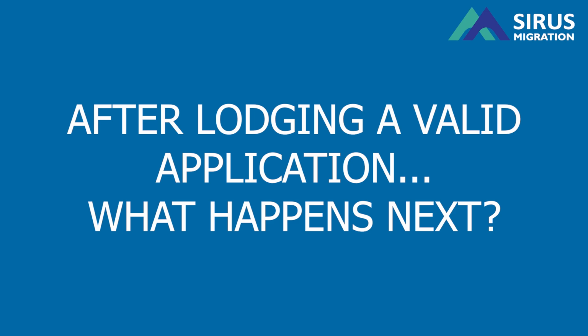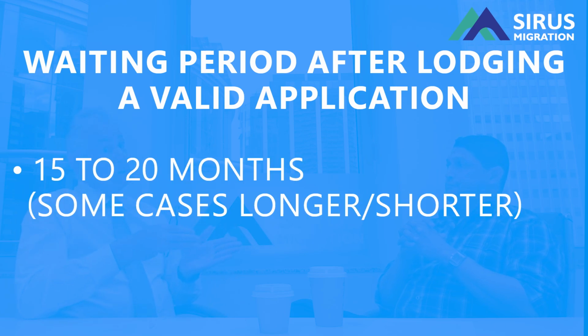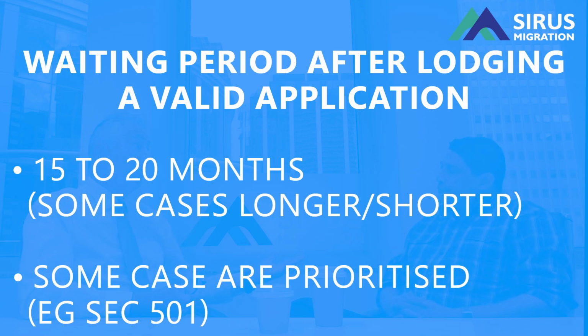So, Willem, you've now lodged a valid application. What happens next? The next step will be probably a waiting game. The case load before the tribunal currently is anywhere from 15 to 20 months. Some cases can be longer, some cases can be shorter. Some cases are prioritised. For example, Section 501 cancellations often are prioritised. They are also reviewed in a different part of the tribunal, the general division. We're talking today about the migration division.